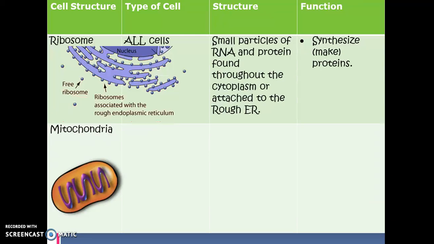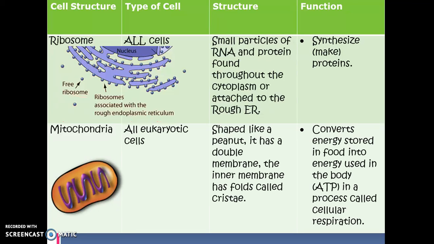Ribosomes, and those are the little dots that you see, they're found in all cells. All cells have ribosomes, every single one. They are small particles of RNA and protein found throughout the cytoplasm and on the rough endoplasmic reticulum, and they are there to produce or synthesize or make proteins. Protein synthesis.